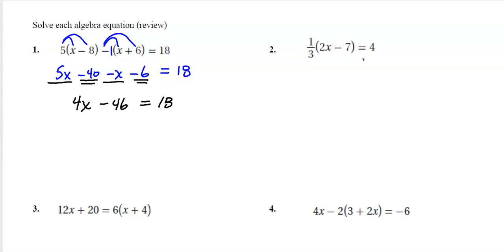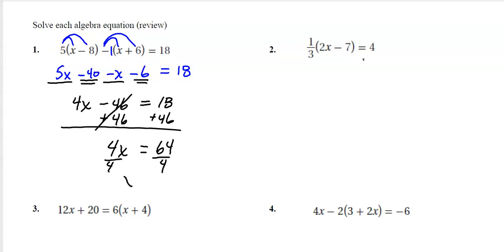Trying to isolate the x term, I have to do the opposite and add the 46 to both sides. So I do that, it cancels out. 4x equals, that would be 64. And the last move is divide both sides by 4. And you get x equals 16. All right. If you're getting fancy and you're using set notation or something like that, the solution to this problem is 16. And we'll get a little bit more into that down the road.